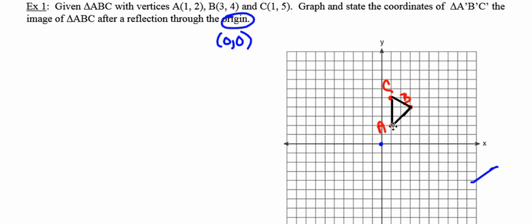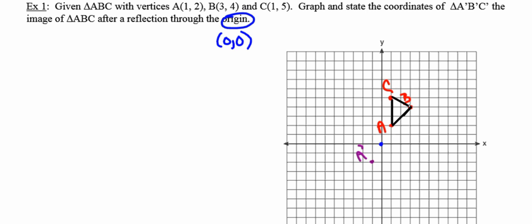So I need to find a point on the other side of the origin such that the origin is the midpoint between point A and its image. So if I put point A prime right there, the origin now is the midpoint of those two. If I go to the left one and down 2, the origin is now the midpoint between A and A prime, and I've successfully reflected point A through the origin. I'm going to repeat those steps for each and every one of these points in my figure.